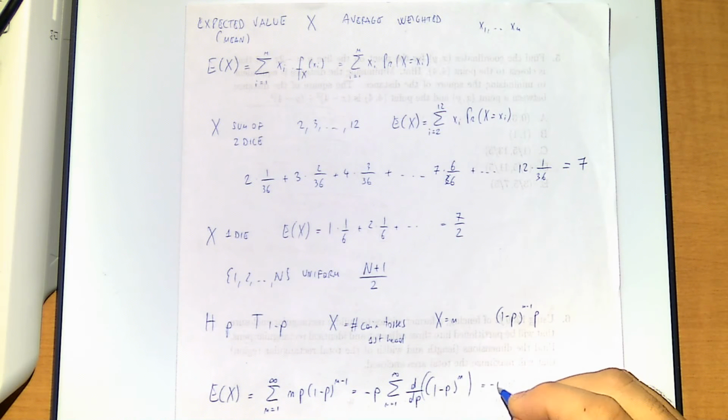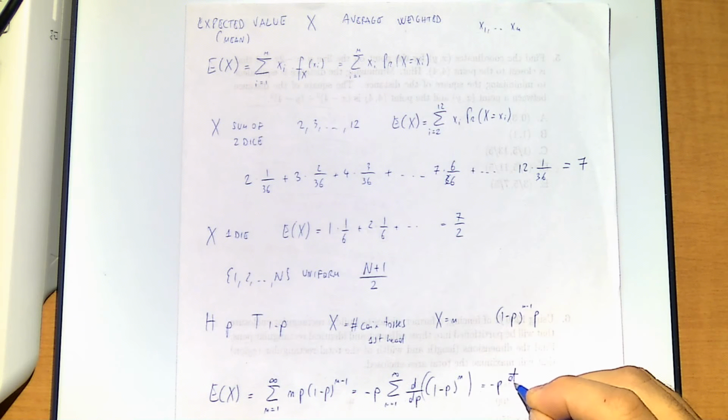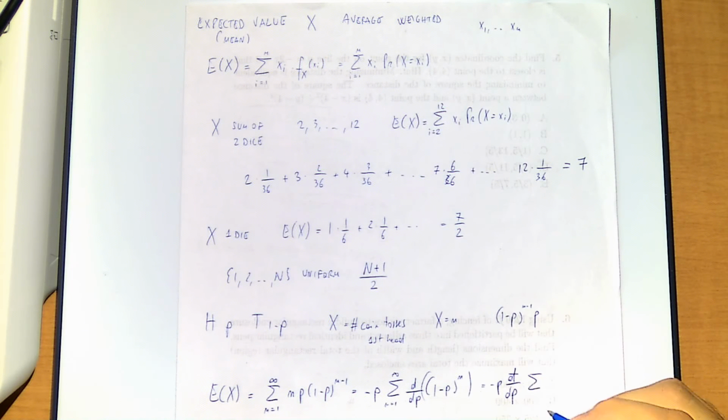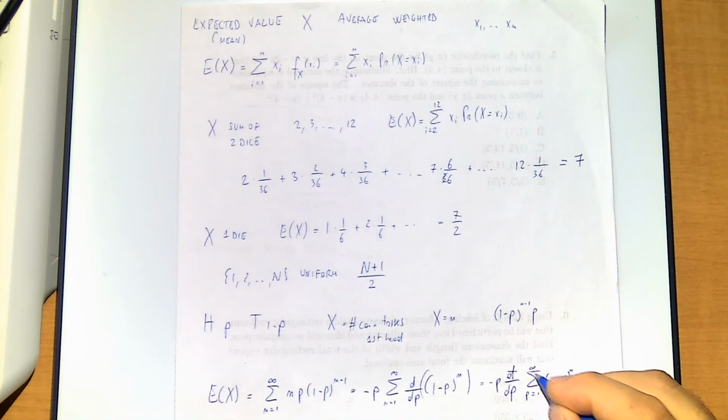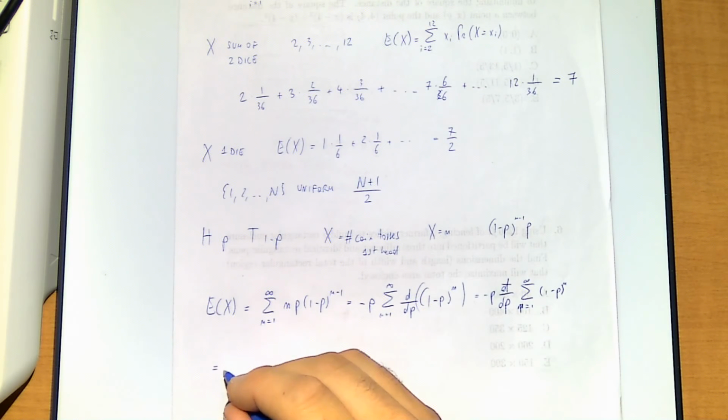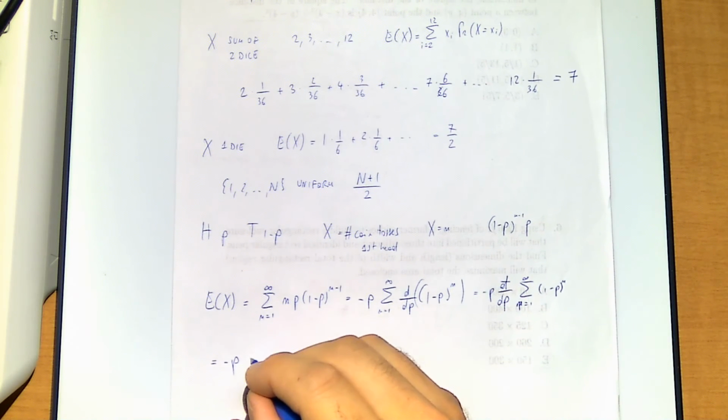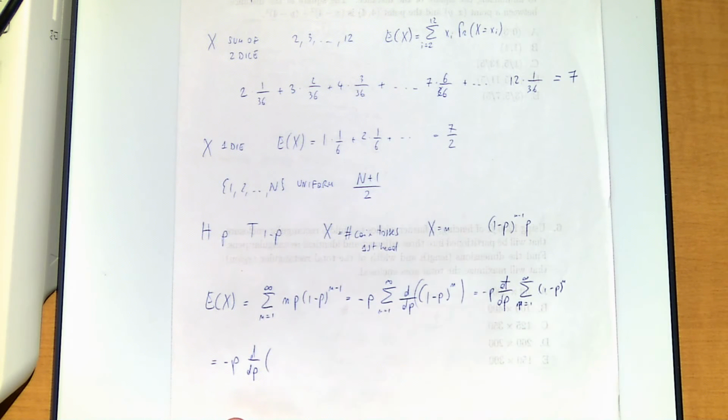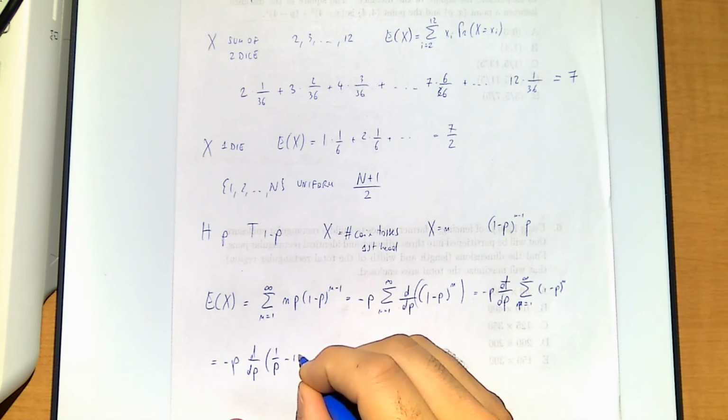And then this is minus p. The derivative of a sum is the sum of the derivatives, so I'm taking the derivative out of the sum of (1 minus p) to the n, where n goes from 1 to infinity. Then this is equal to minus p times the derivative of what is this sum here? Now you can recognize it is exactly a geometric progression, right? So it sums to (1 minus p) to the minus 1.